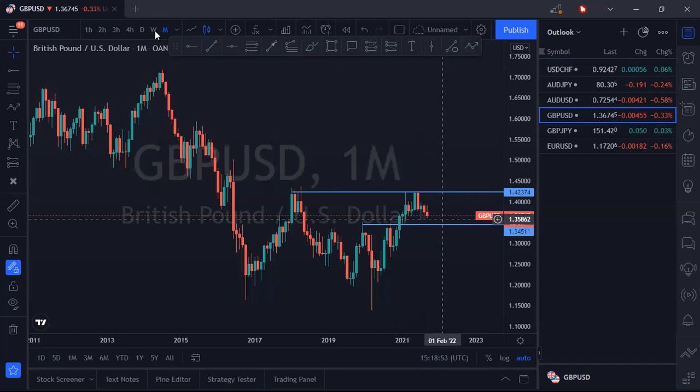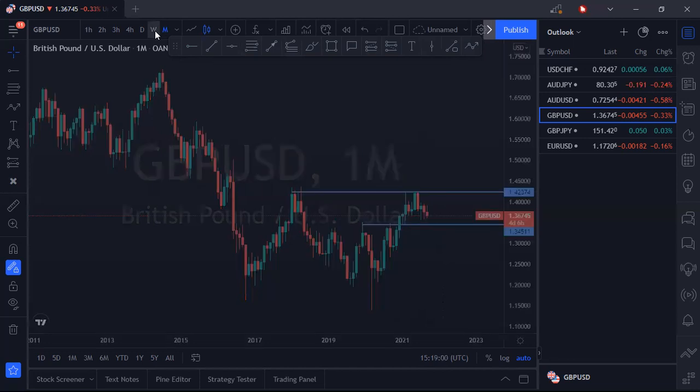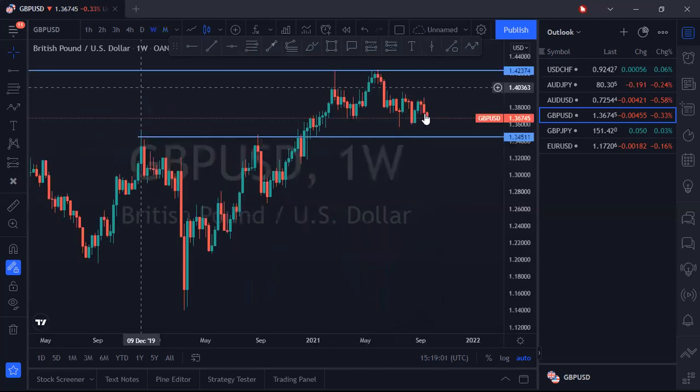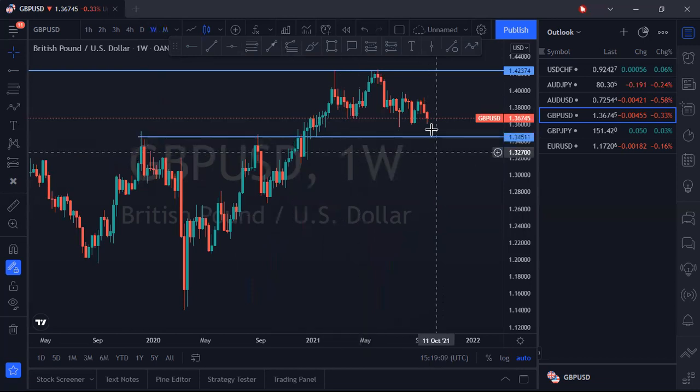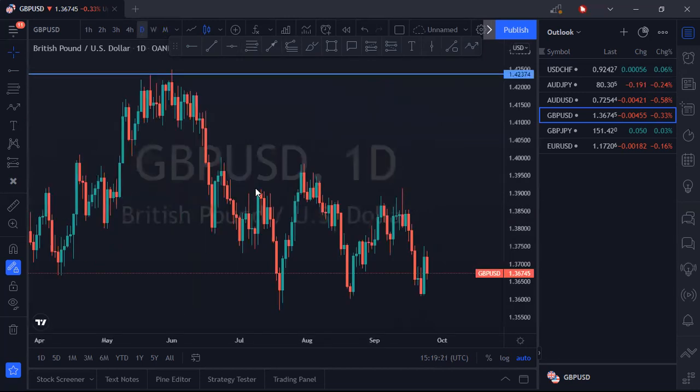And let's move to the weekly too. So as you've gotten the idea on a monthly, when price gets to this zone, that is where we will be able to decide if it will respect it or break it. All right. So basically, it's bearish on the weekly and on the daily too as well.